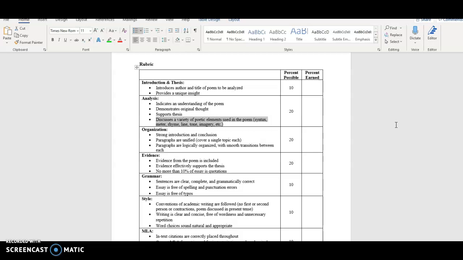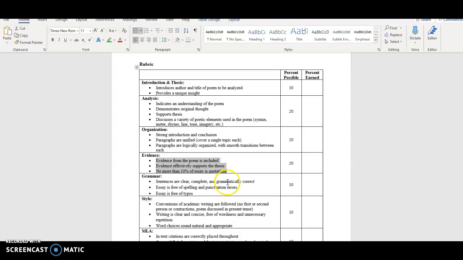Basically, when I'm reading your analysis, it should be clear that what you're analyzing is a poem and not just a prose piece written in paragraph form, right? So you should be analyzing the things that are more unique to poetry. And then I will be looking that your essay is well organized and makes sense and is easy to follow, and that you are supporting your analysis with evidence from the poem, which means quotations from the poem.